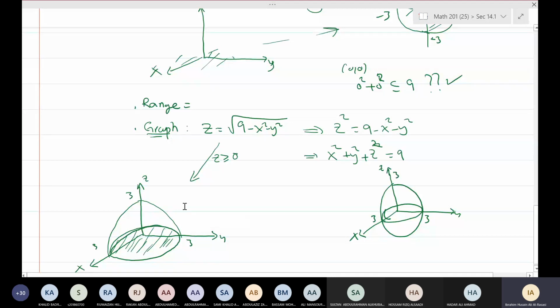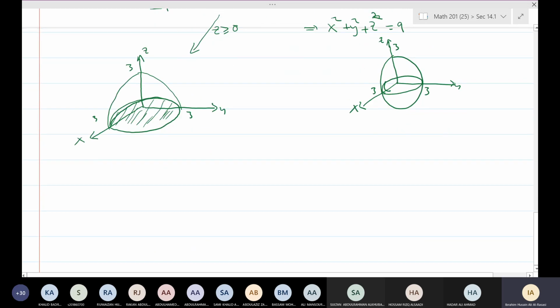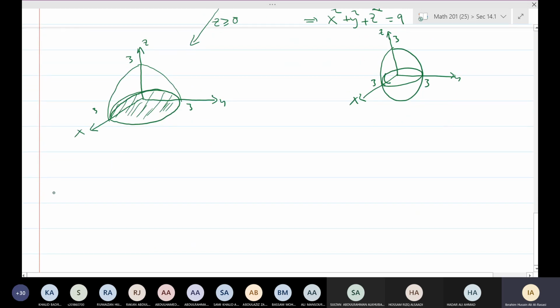What is the range? What are the possible values of z? 0 to 3. From 0 to 3, right? The range will be 0 to 3, from the graph. Okay. So again, this is a basic graph.